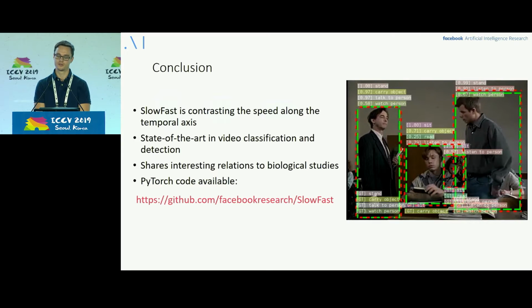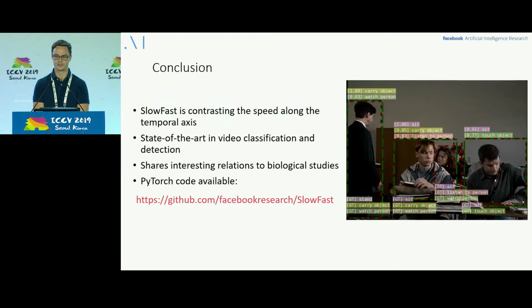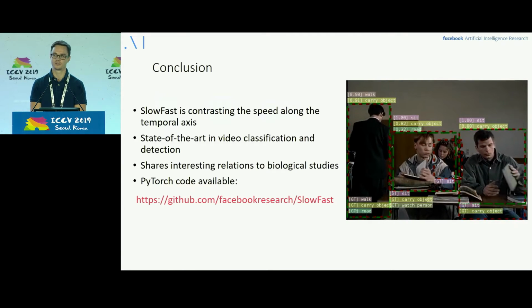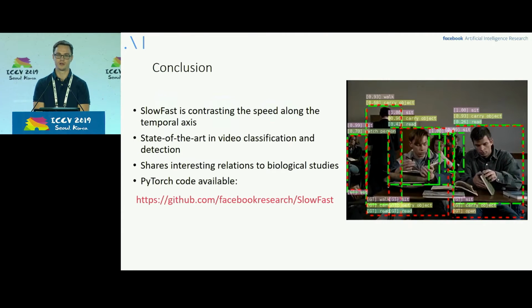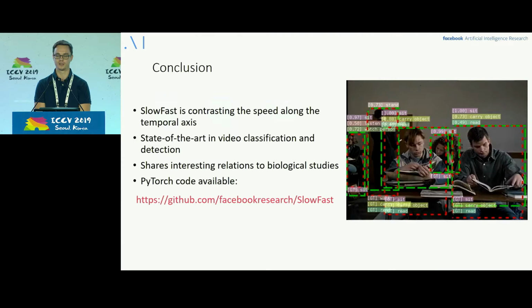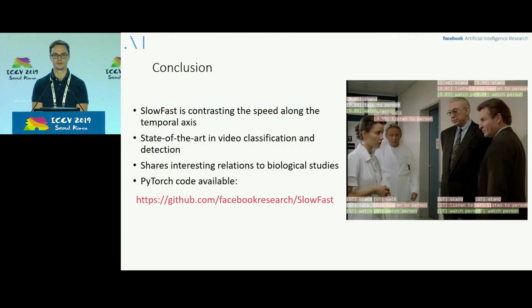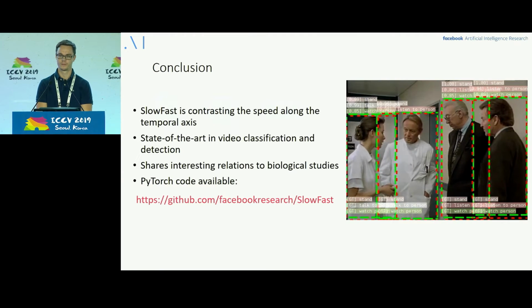So in conclusion, this talk has presented slow-fast networks which contrast the speed across the temporal axis. It performs state-of-the-art for detection and classification, and also shares some interesting relations to neuroscience. Our code is available in PyTorch at the following link, and we hope that this slow-fast model can foster further research in video recognition. Thank you very much.